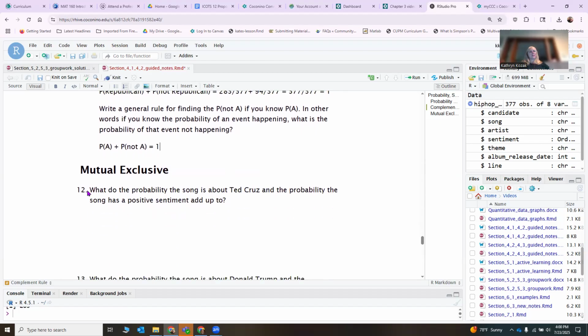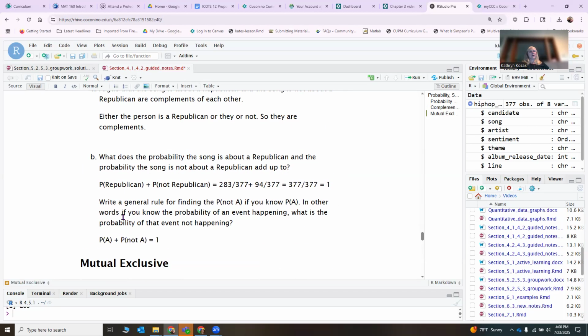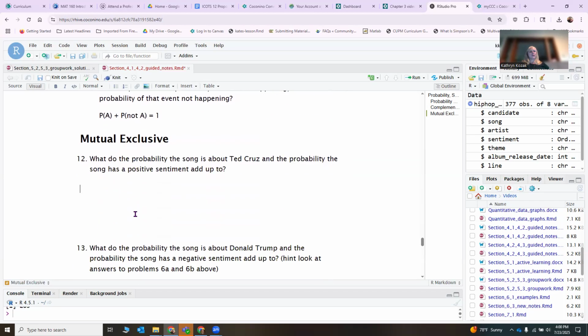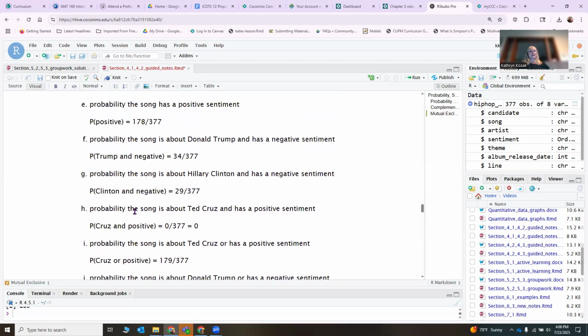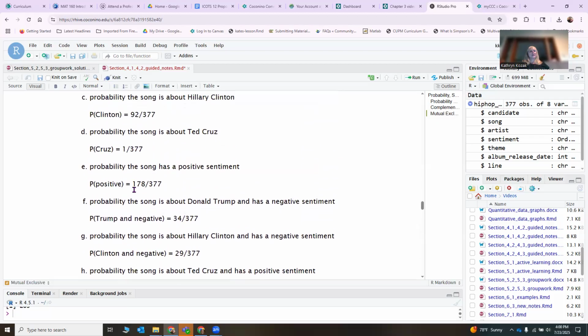The last concept I want to talk about is mutually exclusive. What do the probability of a song is about Ted Cruz and the probability of the song has a negative sentiment add up to? So what I want to look at is just look at those two probabilities. So we have probability the song is about Cruz, and I want to know what that adds up to with the probability of positive. So we did those calculations up here. So we'll go back up to our calculations. So we have positive is 278 out of 377. Ted Cruz is 1 out of 377.